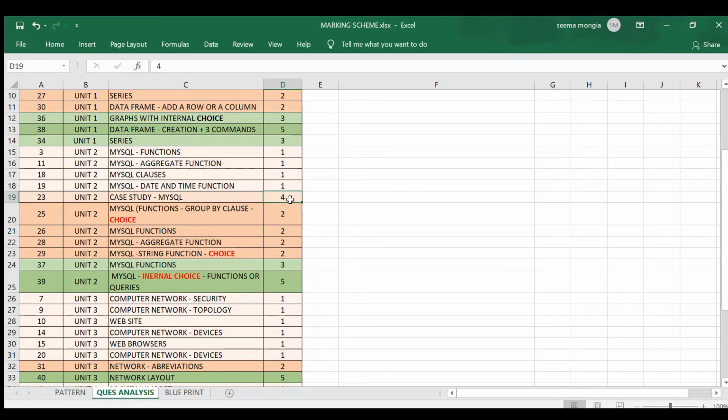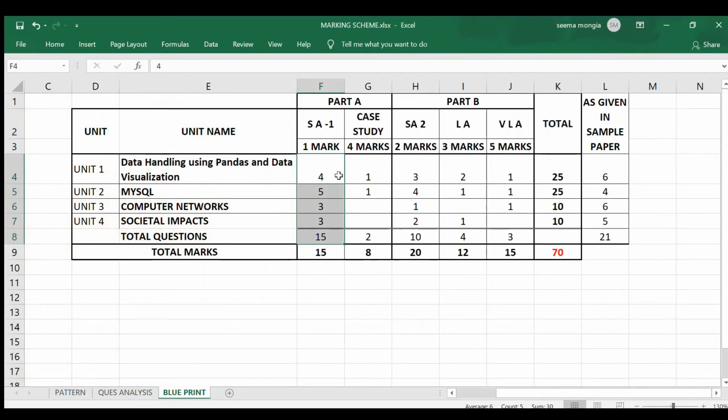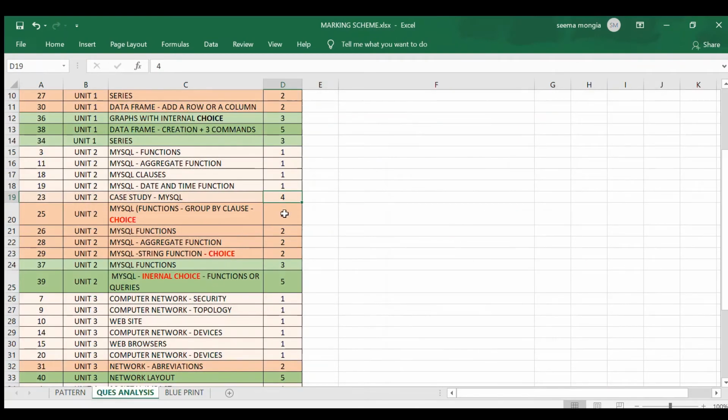Now, this question number 23 talks about the case studies. This is a mixed question which might have simple queries, and you have an internal choice over here. Now, when I total these marks, the remaining scope left over here for MySQL is only 5 marks. So 20 marks are being covered over here. These total marks for Unit 2 come out to 20. The remaining 5 marks are covered in the MySQL 1 marker questions.